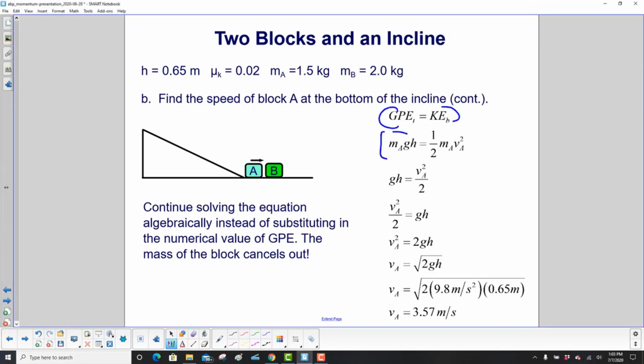Now we put in the equations, and it's all block A, so all the subscripts are block A. And the cool thing about this, once again, mass cancels out. The mass of the block doesn't matter to find its velocity. So we have gh is equal to vA squared divided by 2. Just flip that equation around because we want to solve for vA. vA squared over 2 is gh. Multiply both sides by 2, and then take the square root of both sides.